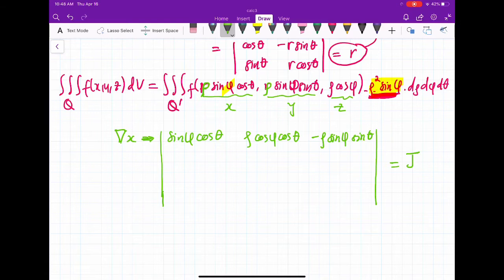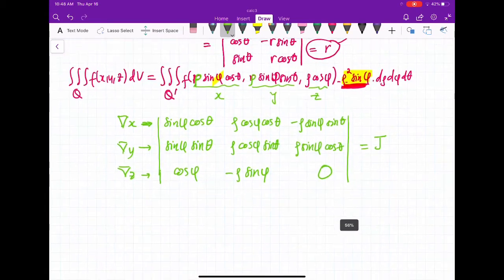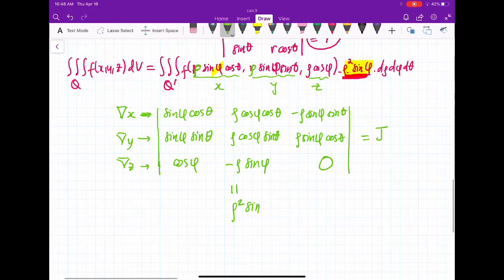The second row: sine phi sine theta, rho cosine phi sine theta, and rho sine phi cosine theta. All right, now let's move to the gradient of z. I have cosine phi, negative rho sine phi, and 0 right here. So basically, you need to find the determinant of this 3 by 3 matrix. I would like to challenge you to find this determinant, and you will find it is exactly equal to rho squared sine phi. If you have a solution, please send that to me.